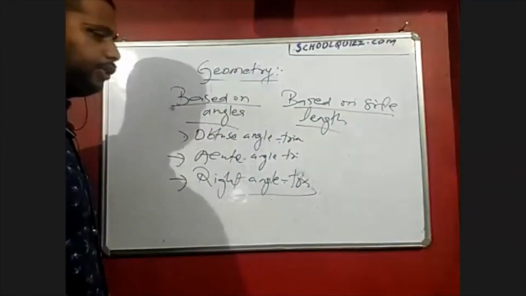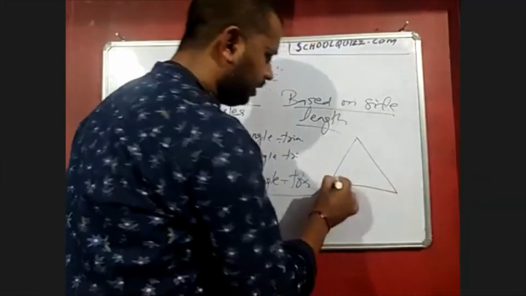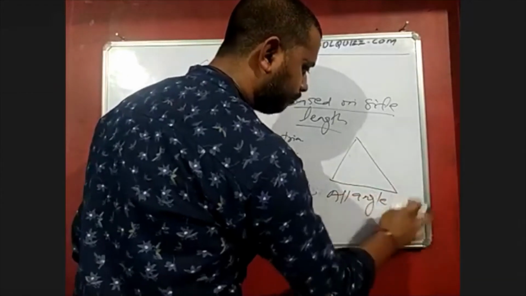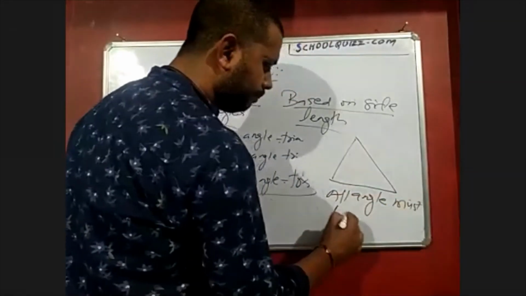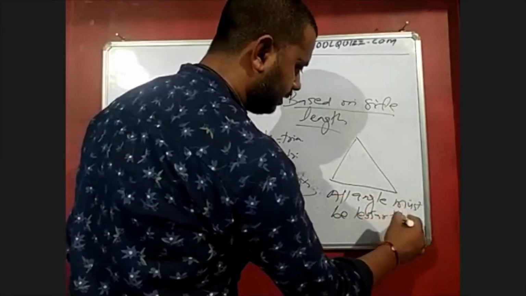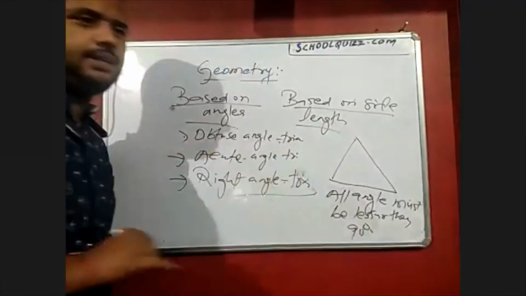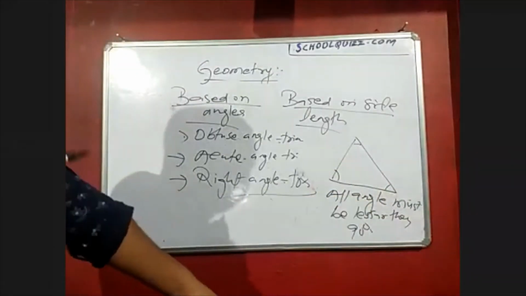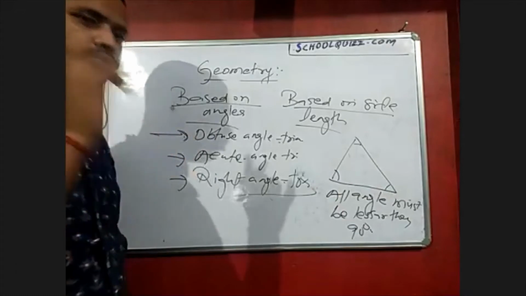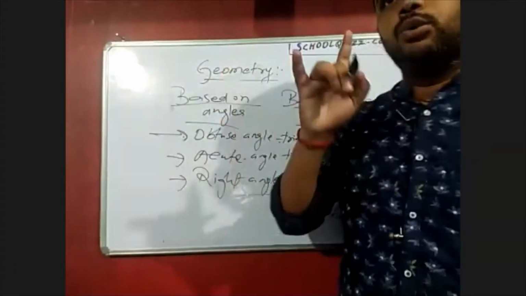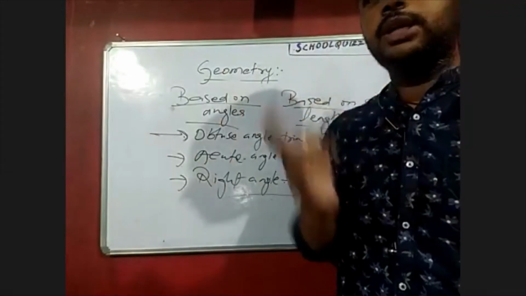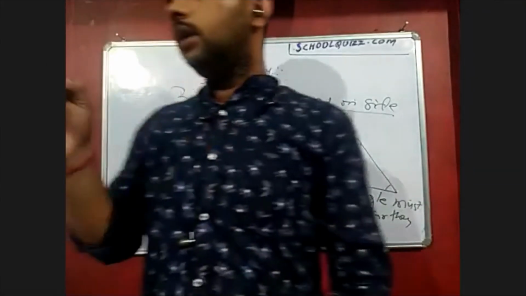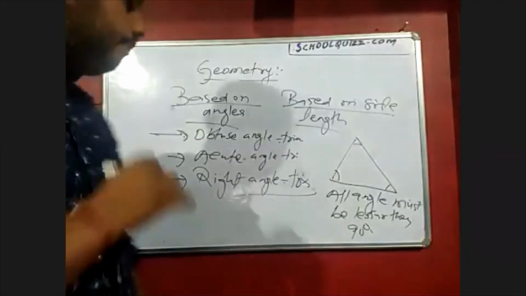What is the acute angle triangle? Acute angle triangle means all angles must be lesser than 90 degrees. Then we can say that all are acute angles, and that name they gave acute angle triangles. But in obtuse angle, one angle must be more than 90 degrees, then they call it obtuse. But here all angles are less than 90 degrees. That's why they are calling it the acute angle triangle.